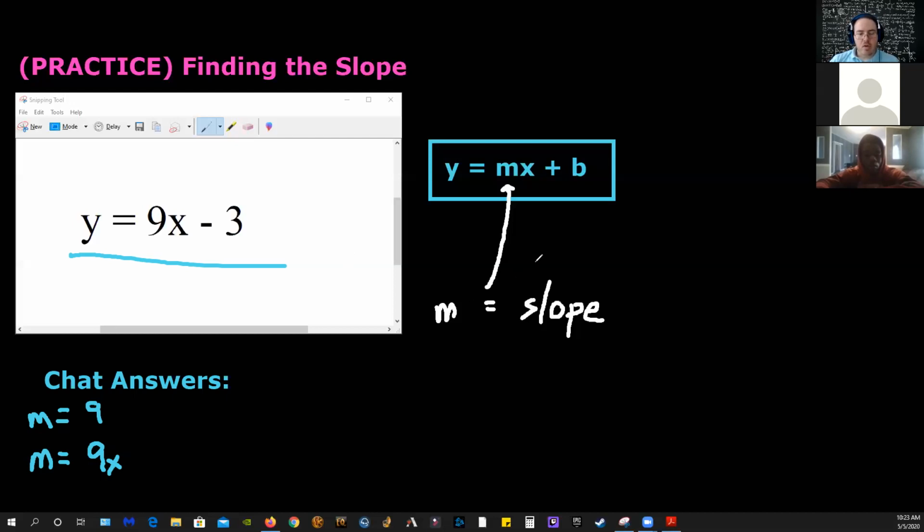Okay, so if you look at the equation for slope-intercept form, y equals mx plus b, the x is already its own thing. So the slope is just the 9. It's just the coefficient. It's just the number that's attached to the x. So the answer would be just the 9. So the slope is 9 in this case.